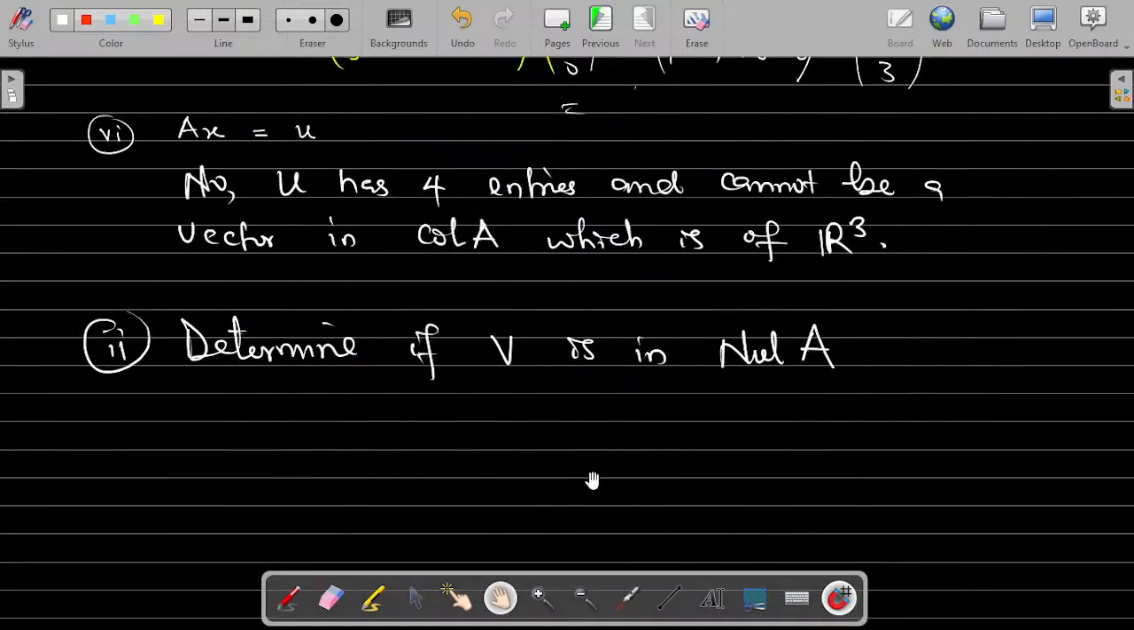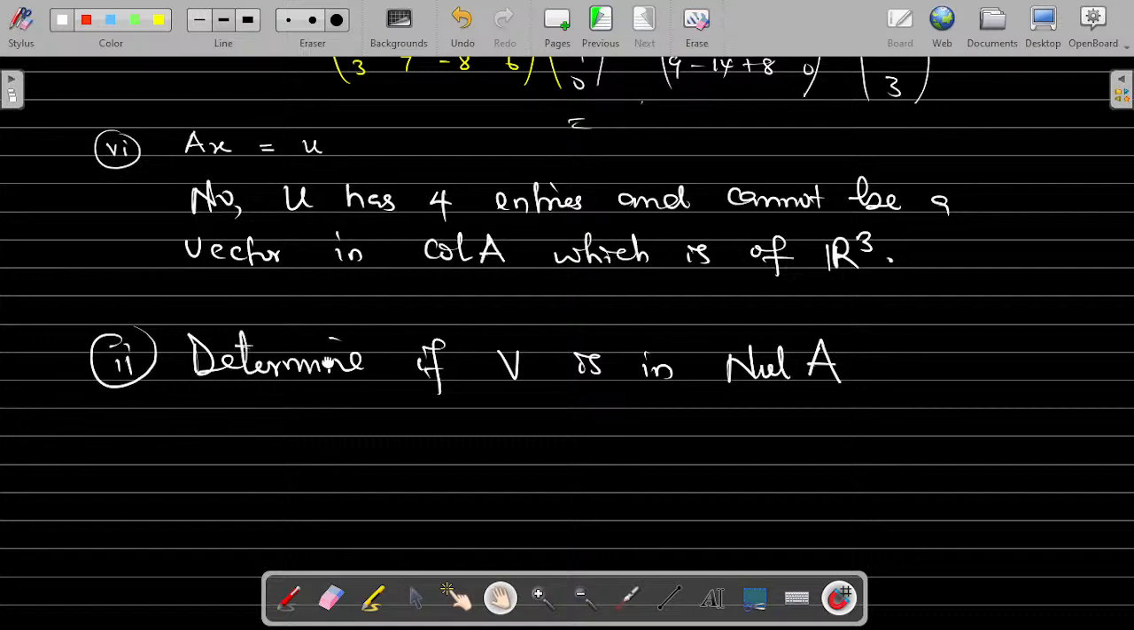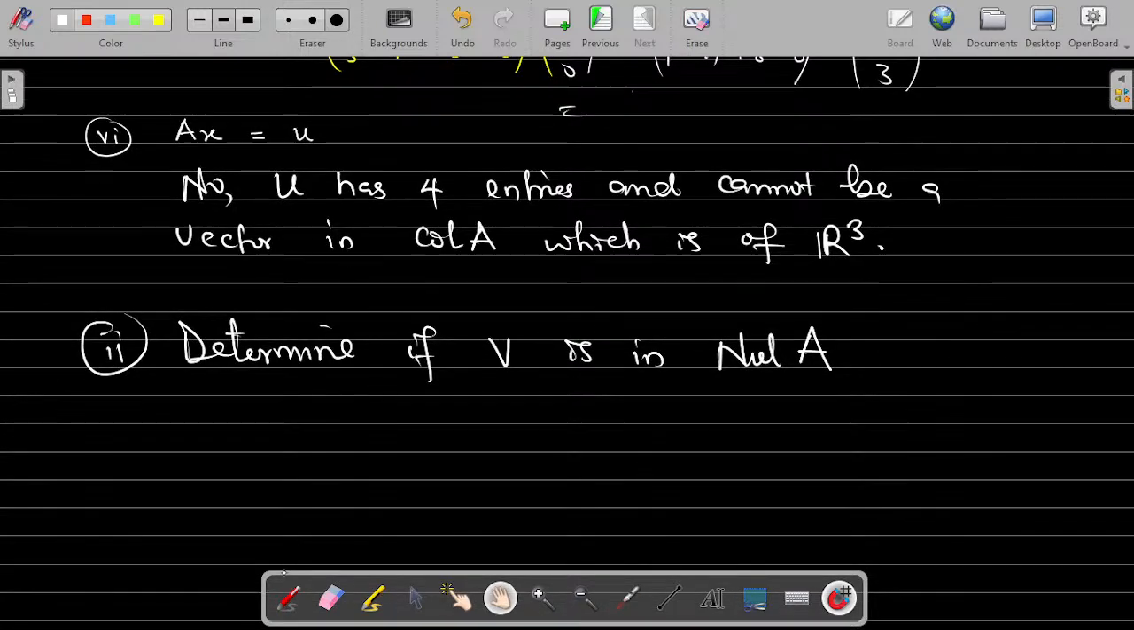So you will go the other direction for this one. This is VII. Okay, so of course your answer here will be no, and then you try to write your reason for saying no. And what is the reason? Our V has 4 entries.